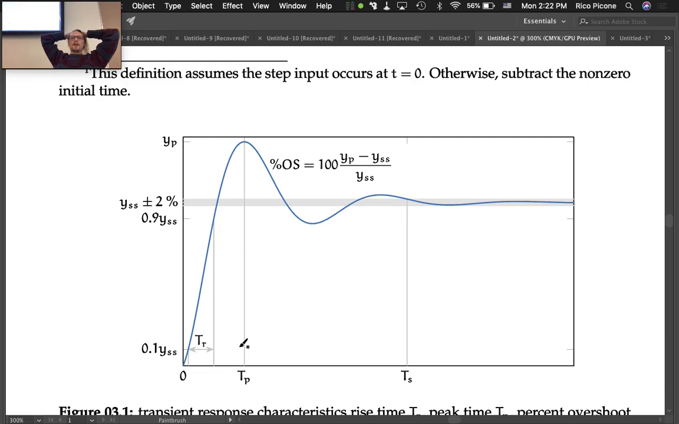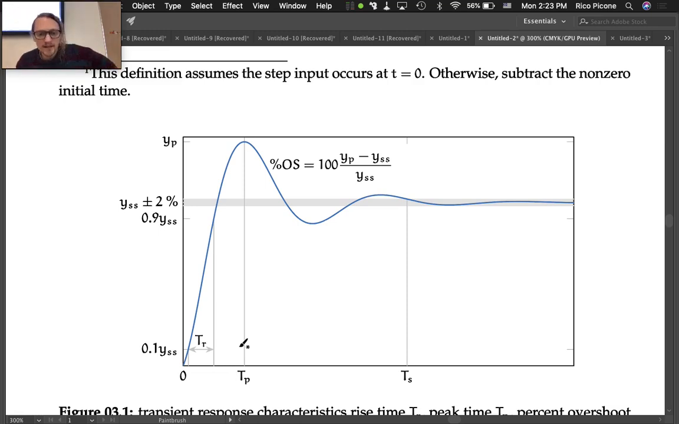So this rise time would be an example of a requirement. Might be that your rise time be, say, less than 500 milliseconds for some measurement control system or something like that, so that you can have a very quick response to some change. That would be an example of an engineering requirement that would say, okay, you have to have a rise time of less than this. So that would be your goal for your control system.